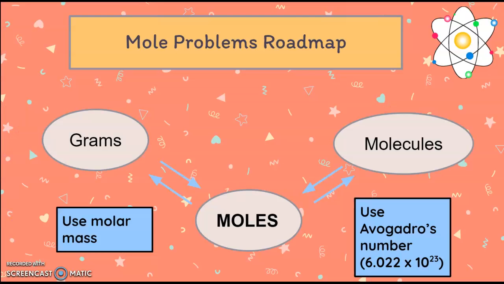So today we're going to be using this mole problems roadmap that I showed in an earlier video. Moles is going to be our pathway of figuring out grams, where we can convert between the two by using molar mass, because molar mass is in grams per mole. And then we can also use moles to convert to molecules by using Avogadro's number, which we will use as 6.022 times 10 to the 23rd.